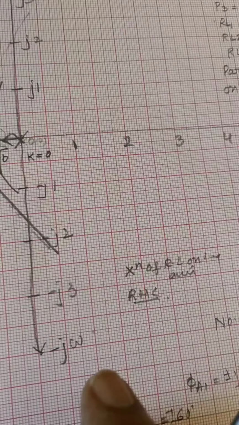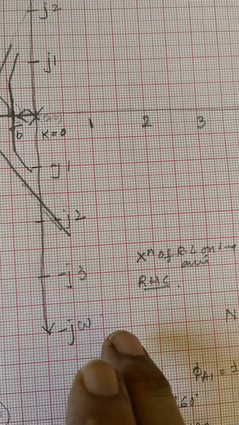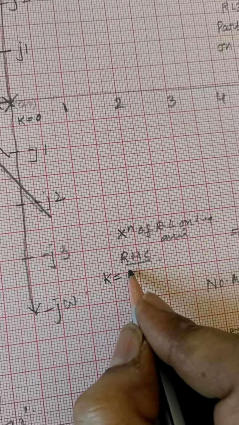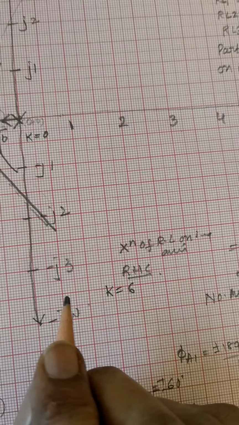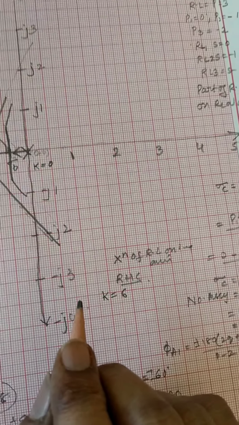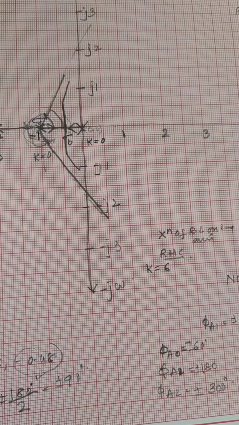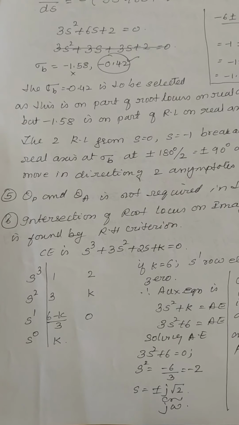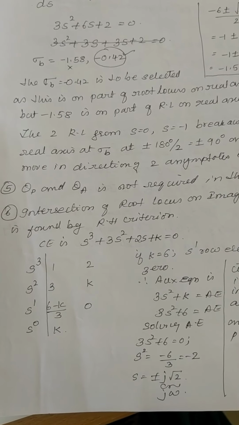So you form the Routh table and then you get the auxiliary equation, and you solve the auxiliary equation for k equal to 6. For k equal to 6, what happened? The s to power 1 row elements all became 0. You can see in these notes that we have used the Routh-Hurwitz criteria to find the intersection of the root loci on the imaginary axis.